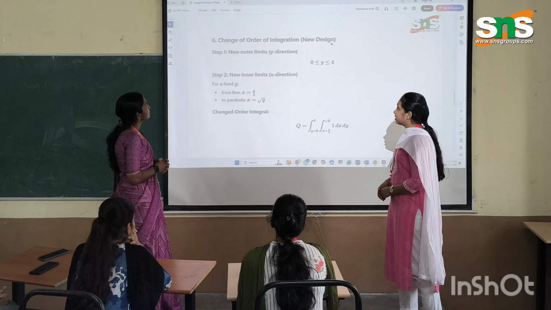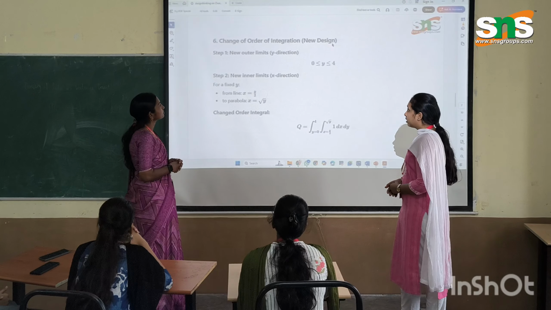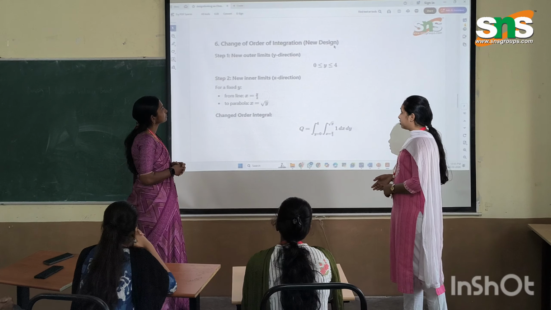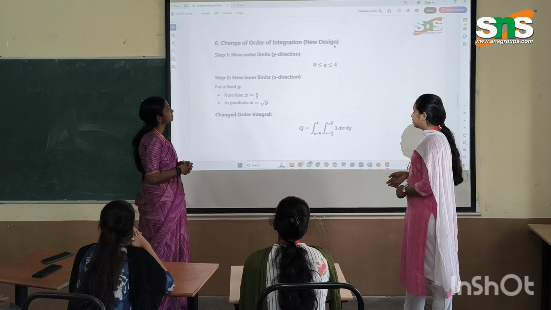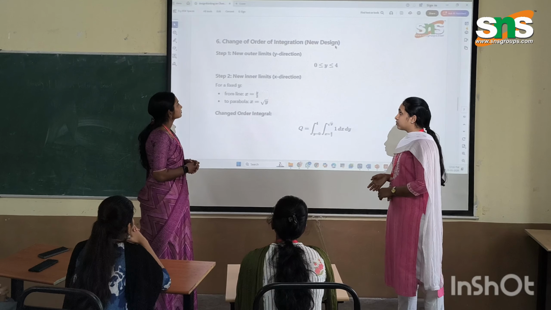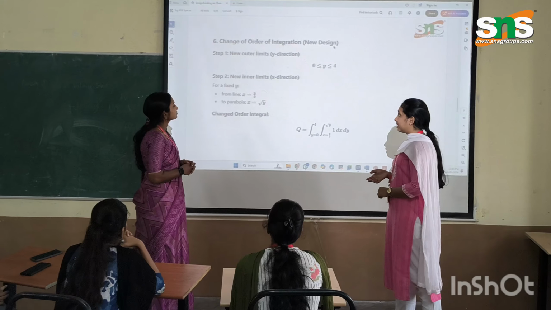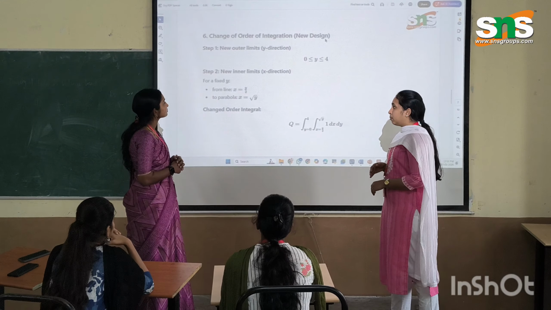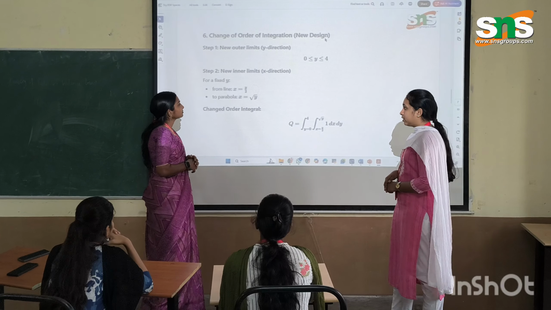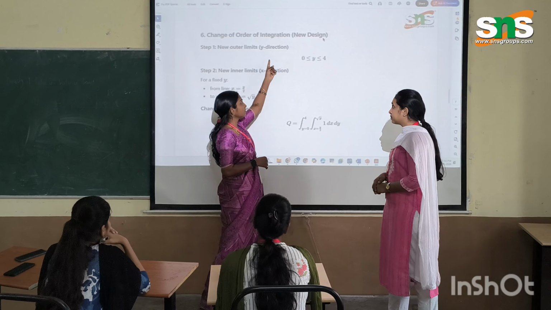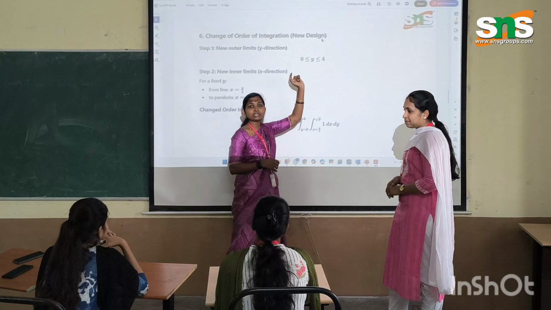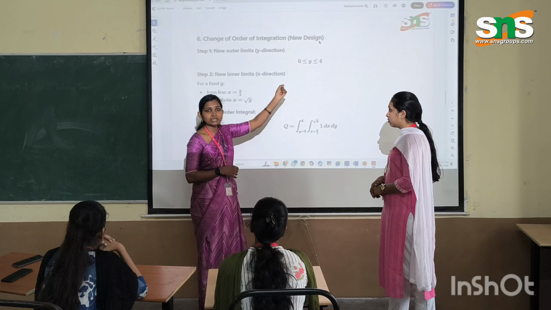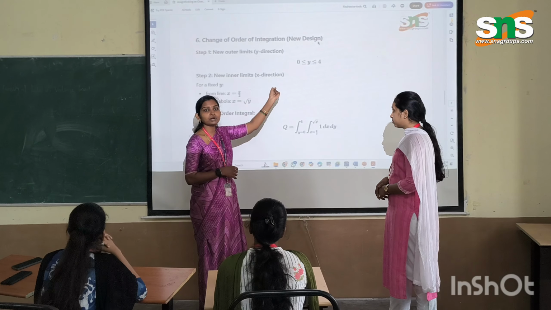Next, change of order of integration. In the first step, we set the outer limits in the y direction: 0 less than or equal to y less than or equal to 4. In step 2, we set new inner limits in the x direction, from the line x equal to y by 2 to the parabola x equal to root y. Okay, so here we have y direction as 0 to 4. As we can notice, it is merely a numerical value as an outer limit. So that is what we infer in the change of order of integration.